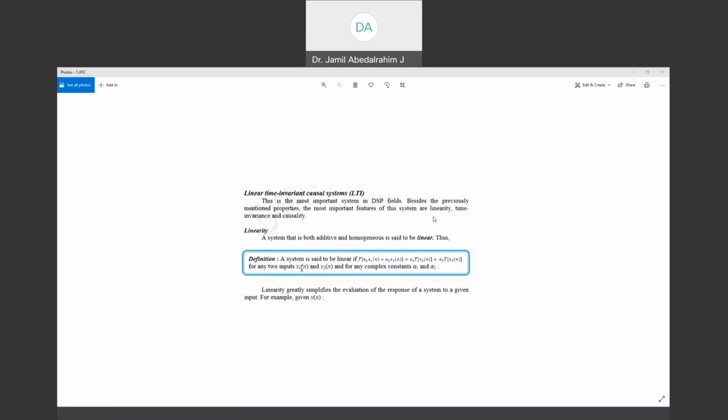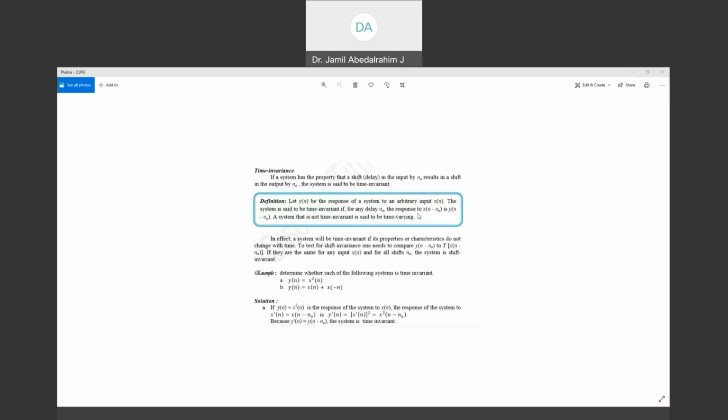In the previous lecture, I explained the linear time invariant causal system, LTI. We talked about linearity and causality. Now I will explain the last property, which is time invariance. Time invariance is a very important property. So what is time invariance?